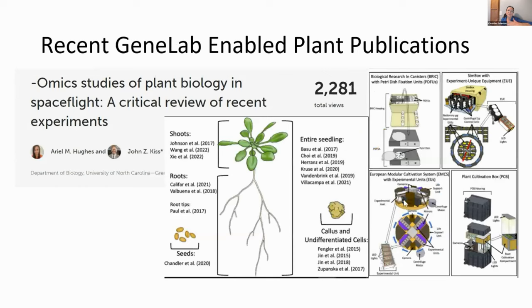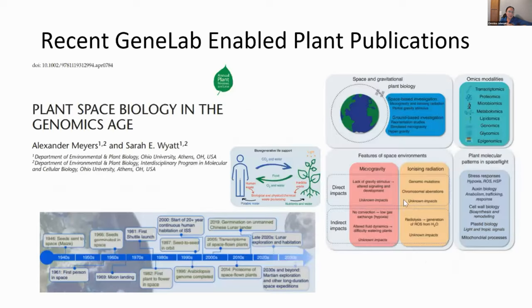So just sharing a few recent GeneLab-enabled plant publications. This was published by Ariel Hughes and John Kiss. This covers really great omics studies of plant biology and spaceflight. It had a bunch of these recent studies that they just put together and reviewed, and really showed off the hardware with great graphics, great publication. And then also Alexander Myers and Sarah Wyatt put together this Plant-Space Biology in the Genomics Age, which is a really great review plus future insights about what we need to do in the future. So really great papers, highly recommend you read them.